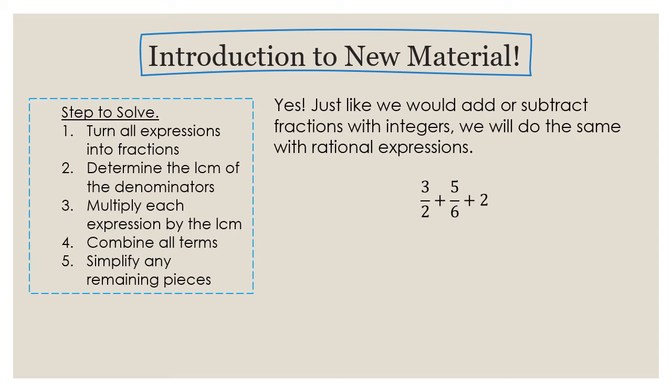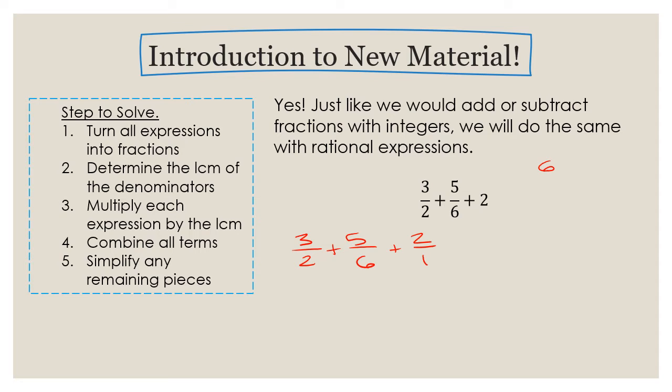So here are the steps we're going to follow, and I'm going to first solve a regular fraction equation, and then I'm going to do it with rational expressions. So step 1, turn all expressions into fractions. The only thing I don't have as a fraction is 2, and of course I can write 2 as 2 over 1. So I have 3 over 2 plus 5 over 6 plus 2 over 1. Step 2, I need to determine the LCM of the denominators, the least common multiple. The least common multiple of 2, 6, and 1 is actually 6.